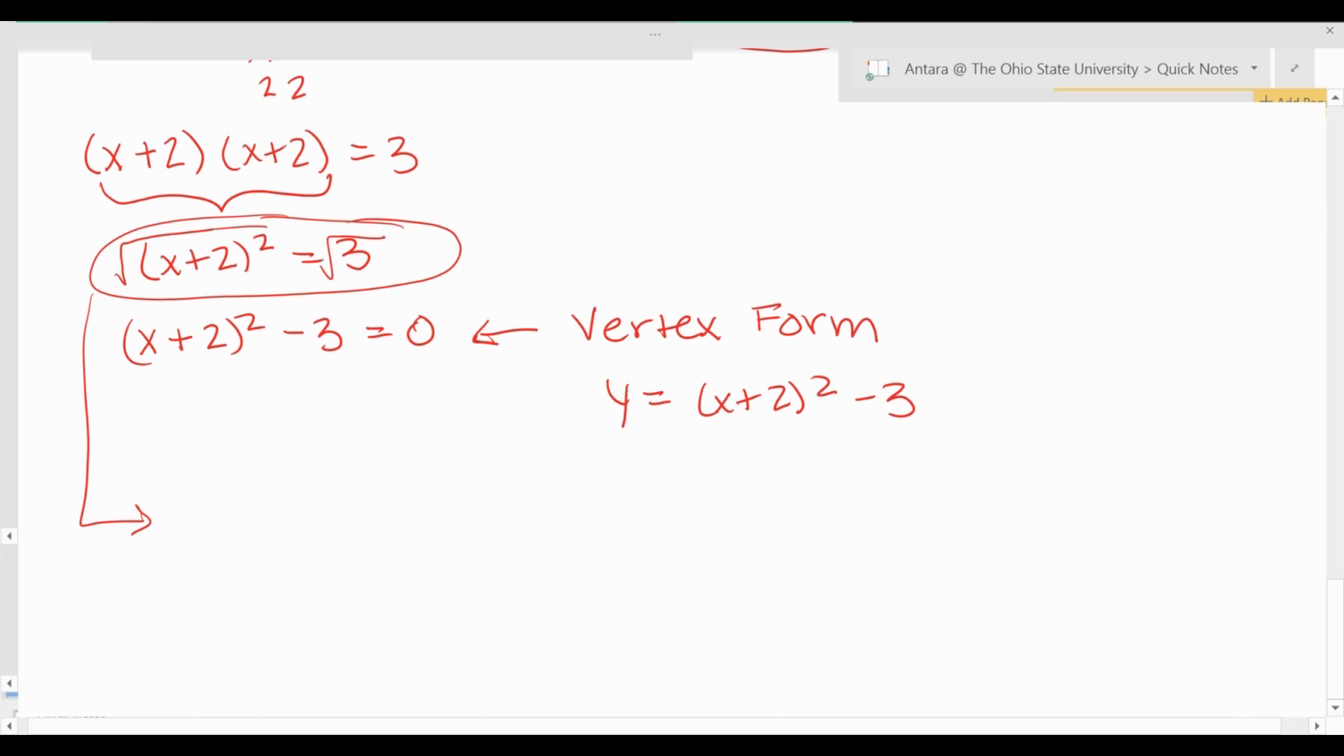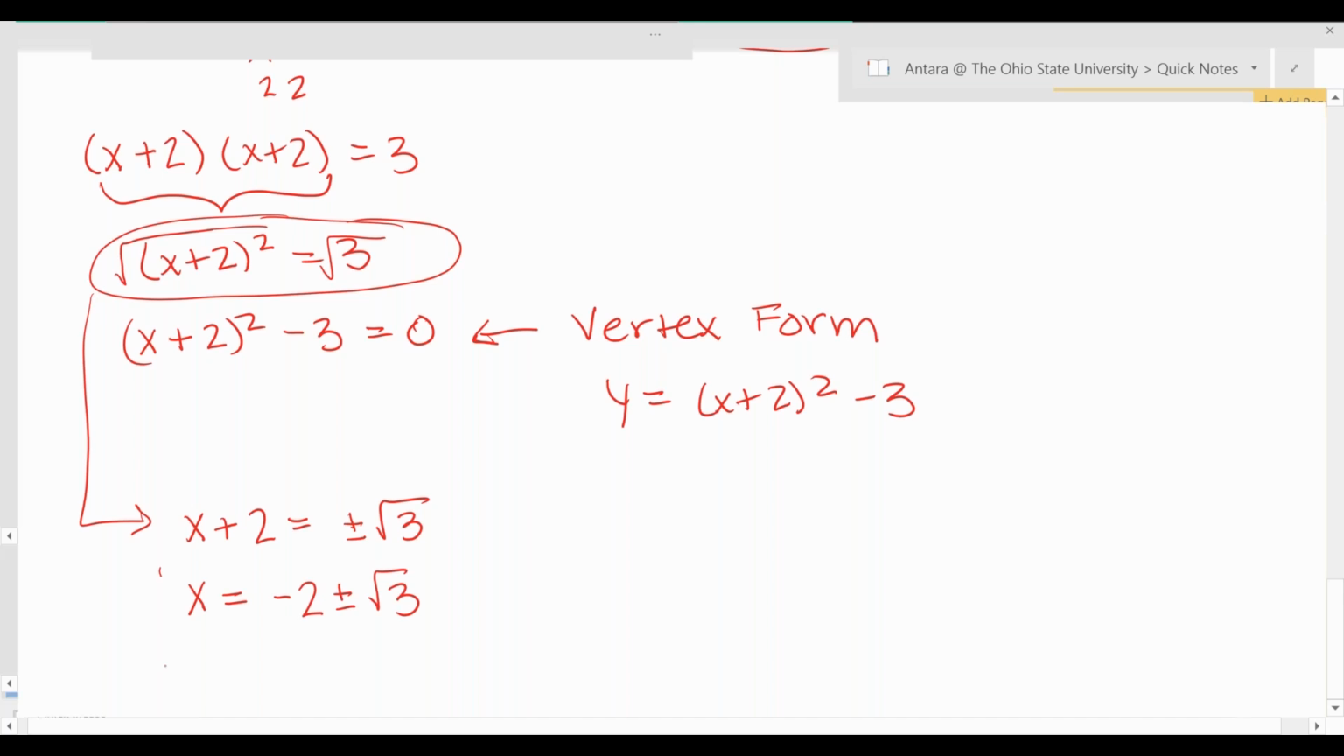And when you square root both sides, you're actually going to get plus or minus radical 3 on the right side, because when you square root, you get the positive and negative answer. And now it's pretty easy: you just subtract the 2, and you get negative 2 plus or minus radical 3.